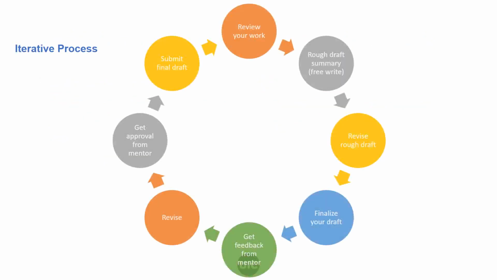The iterative process is a cyclical process by which an individual develops a project in increments, using feedback from a mentor or mentors at each stage. Good scholars spend time writing and developing their projects via the iterative process. In other words, good scholars do not submit the first draft of their work as the final product.